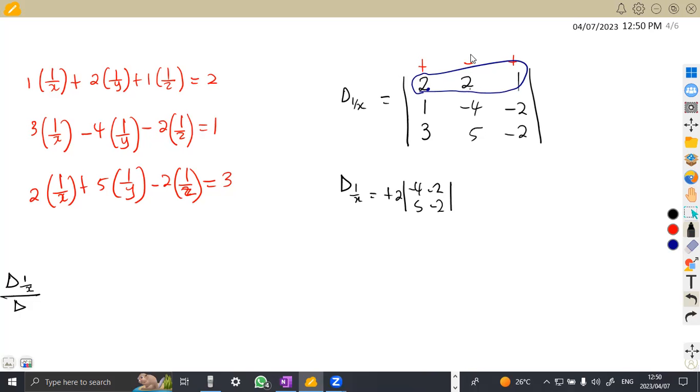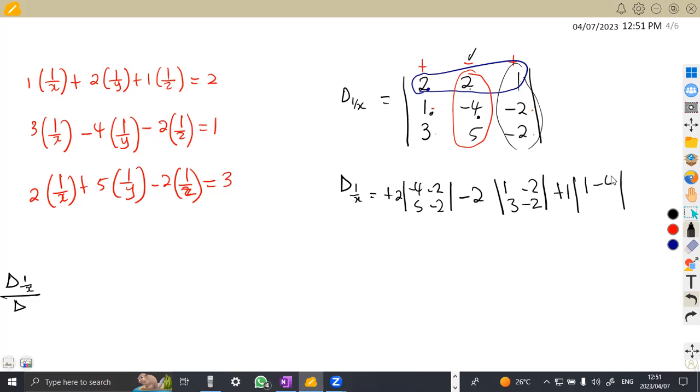We move on to 2, affected by minus. So it's minus 2 times the determinant of, we close the row and the column. If we close this column, already the row is closed. You remain with 1, 3, minus 2, minus 2. Okay, we move on to 1. It's affected by plus, so it's plus 1. We find the determinant according to this one. If we close the row and the column where there is a 1, we remain with 1, minus 4, 3, and 5. All right, so that's it.